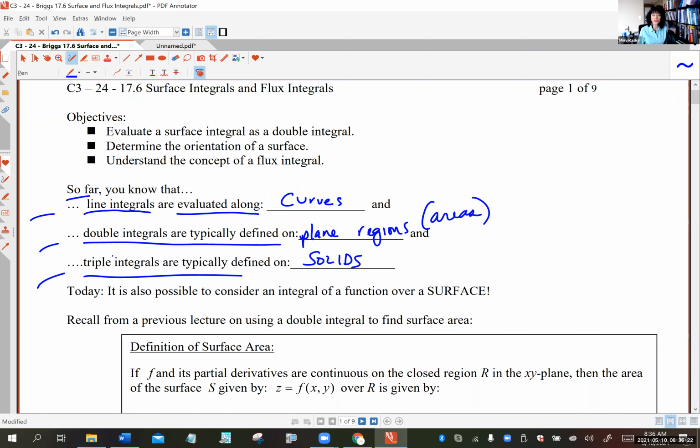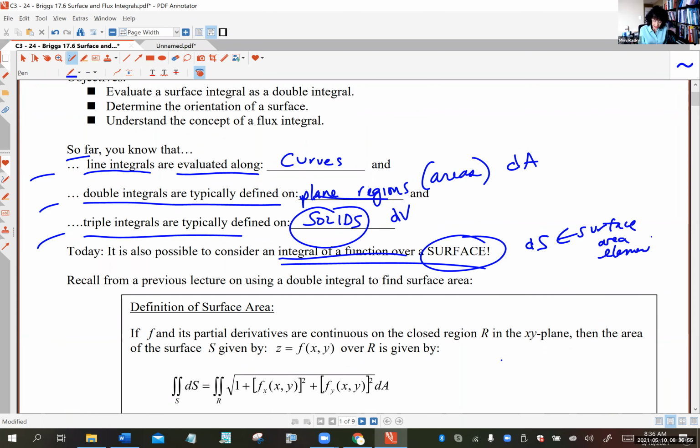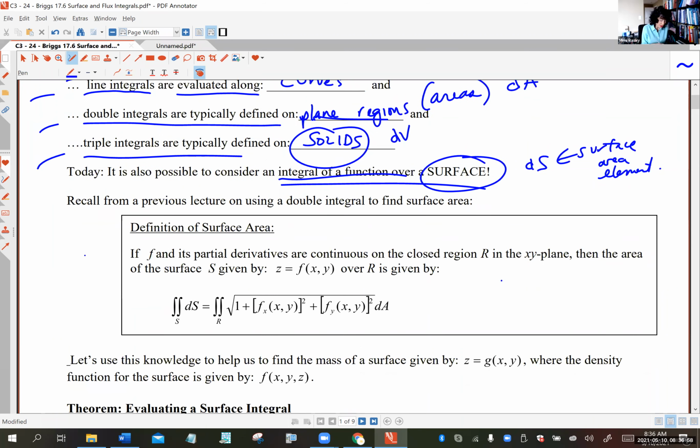Well, now we're going to do a surface integral. Really? Another new thing? Well, yeah, you're going to integrate over a surface. Well, isn't that what a solid is? No, these are different. When you integrate over a solid, you're looking at a volume element, dV. When you're doing a double integral, you do dA. But when you integrate over a surface, you're looking at dS, which is the surface area element, not dV. It's different.